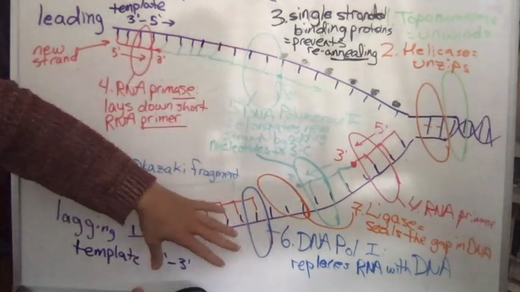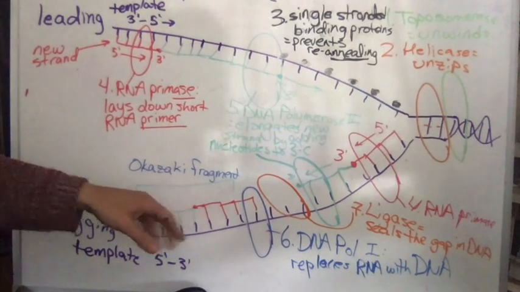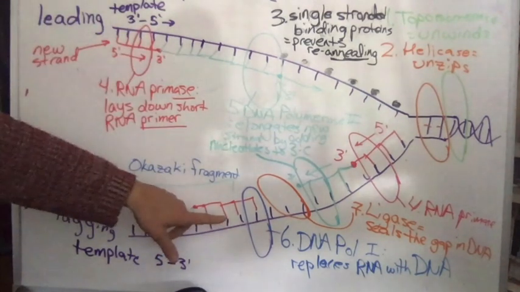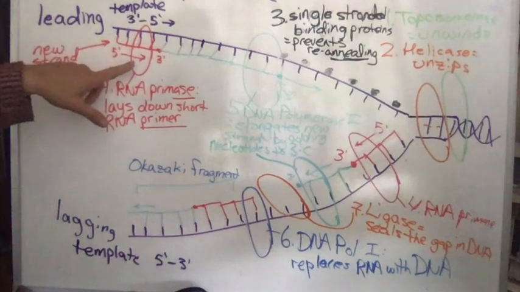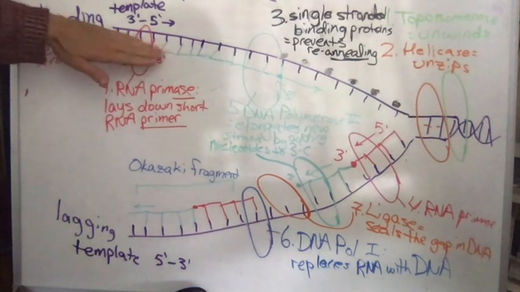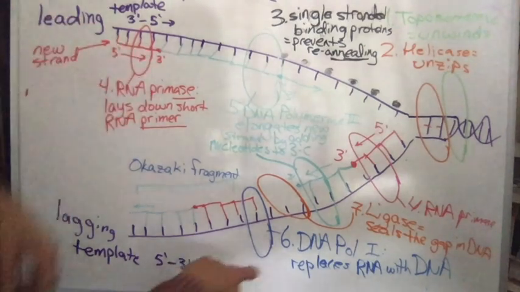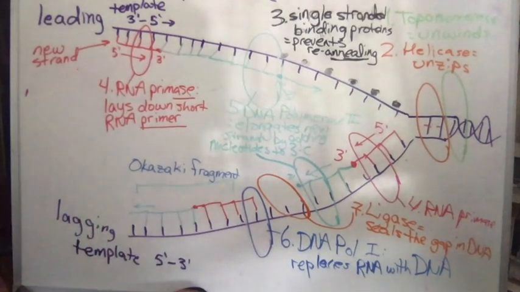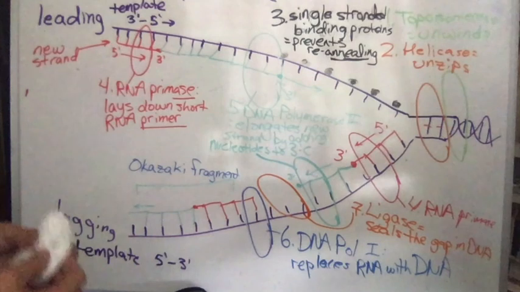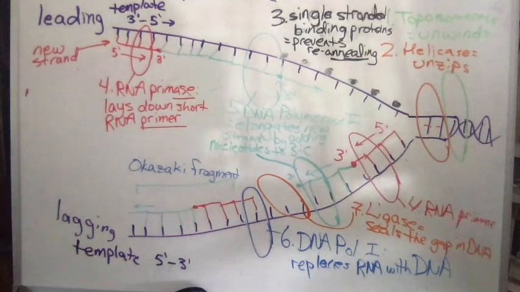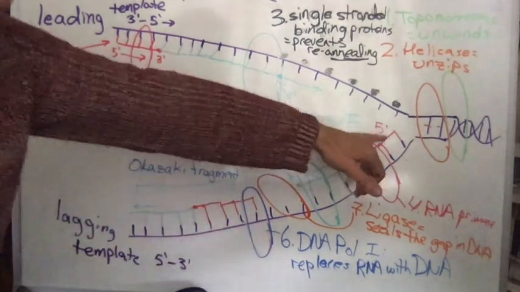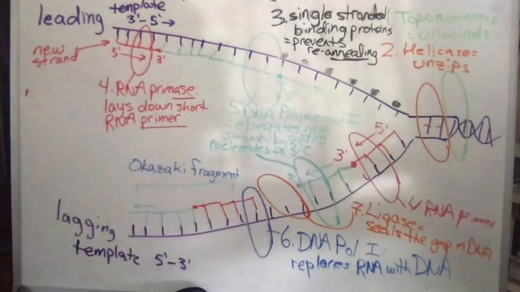Now we have to go back in and remove all of that initial RNA on both the leading strand and the lagging strand. This occurs really just once here on the leading strand, where this RNA primer is removed and new nucleotides are put in with the use of this enzyme here, number 6, which is DNA polymerase 1. It replaces the RNA with DNA. On the lagging strand, this will occur every place that there is an RNA primer.